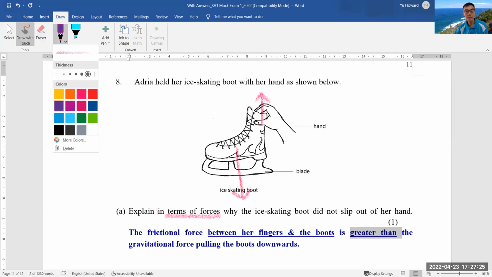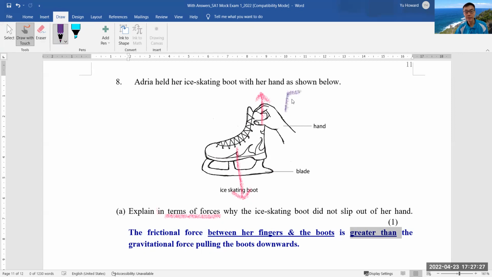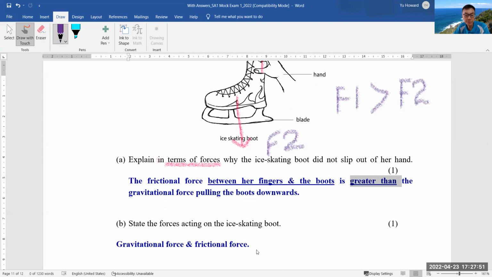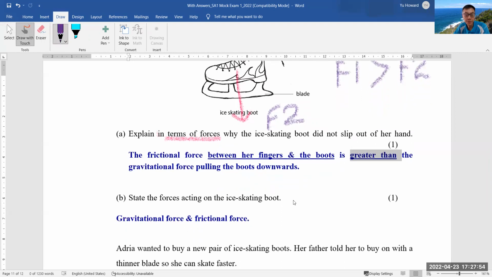So for example, let's say this force is F1. Okay, this one is F2, the gravitational force. So mathematically, F1 is greater than, the inequality sign, greater than F2. Okay. Part B, state the forces acting. So very straightforward. If you know to answer part A, part B, no problem, is gravitational force and frictional force.